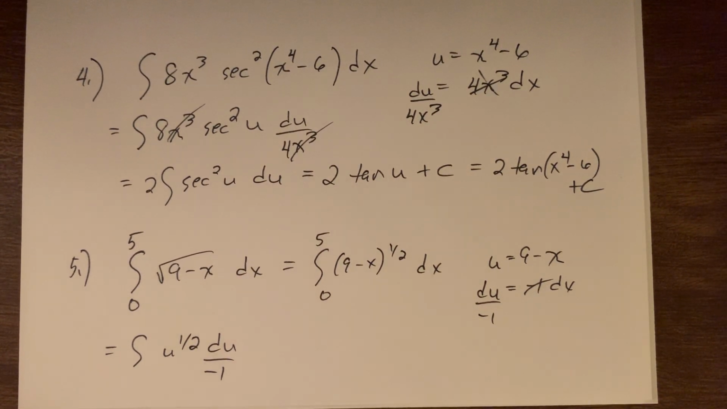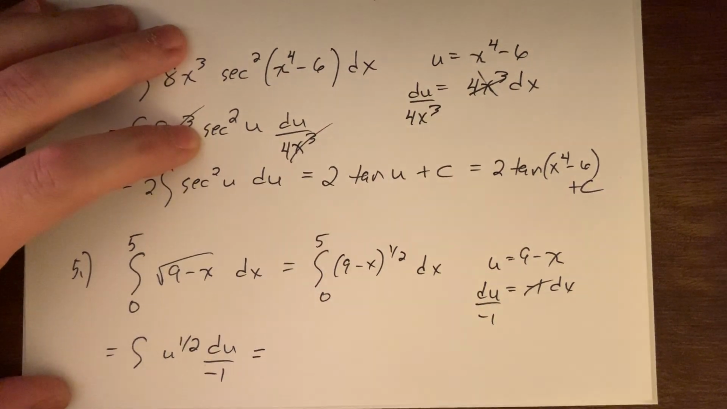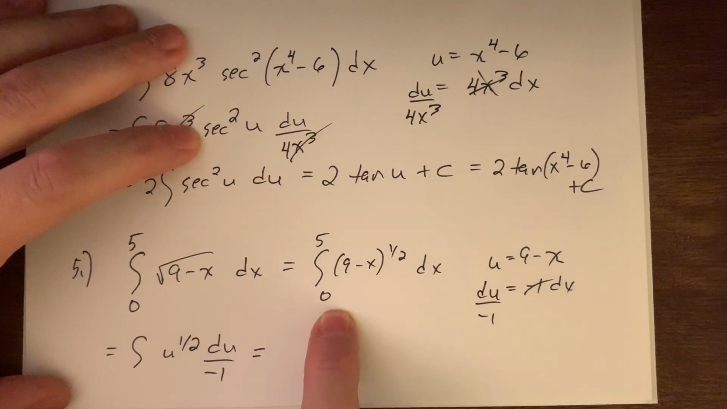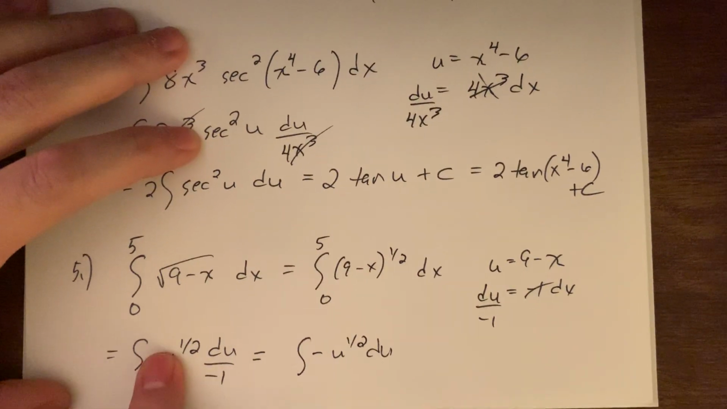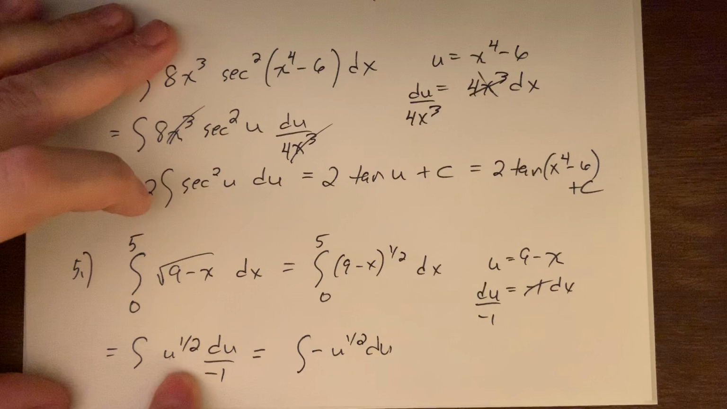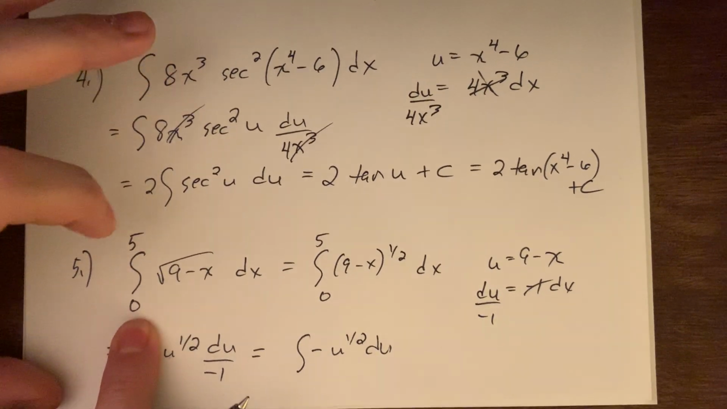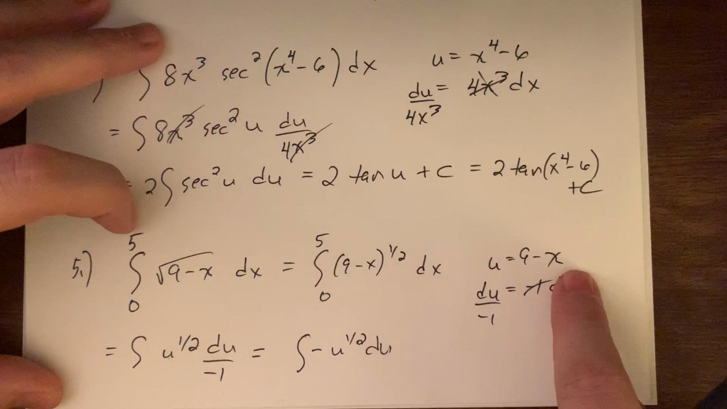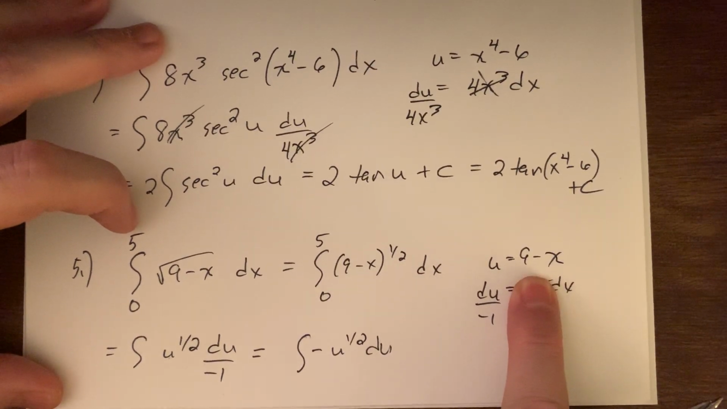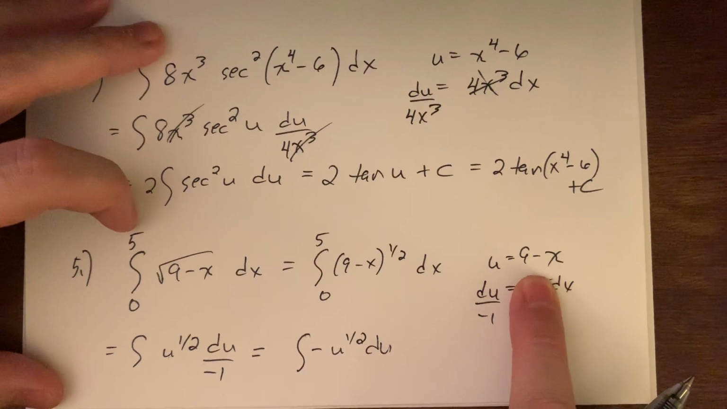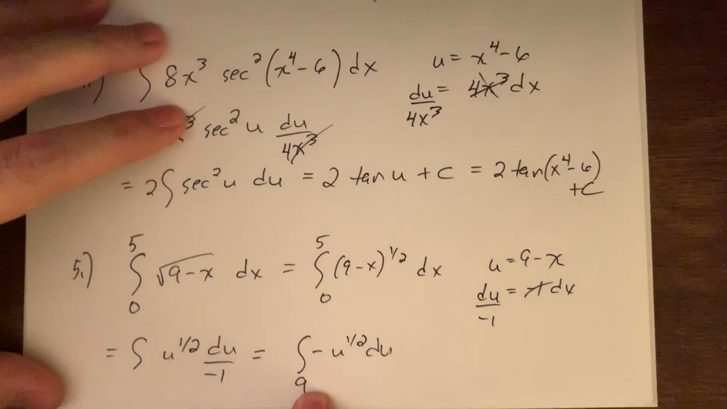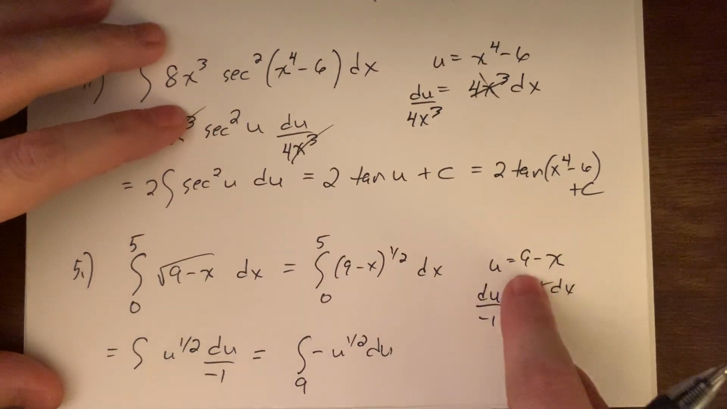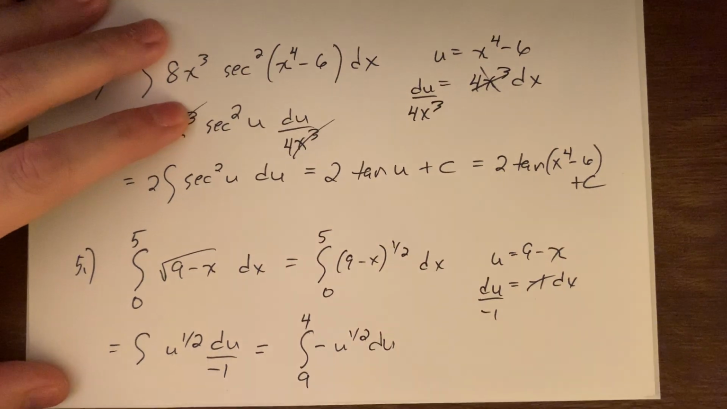But this little idea I want to point out specifically goes with pushing the limits. Because if you start pushing the limits here, look what happens. So this is negative u to the 1/2 du. Nothing new here. I'm seeing that this works, so I'm going to push my limits from x is 0 and x is 5 to new u values. And I'll do that using my u substitution, whatever equation I used to substitute u. So if x is 0, u is 9 minus 0, u is 9. If x is 5, u is 9 minus 5, I get 4.